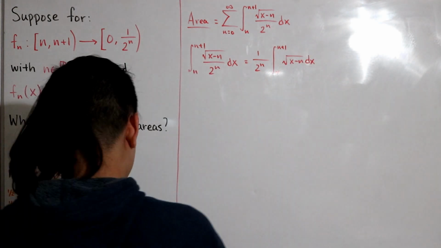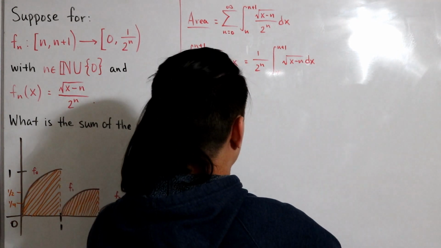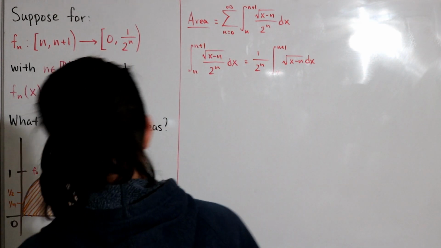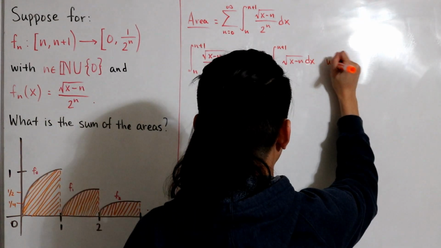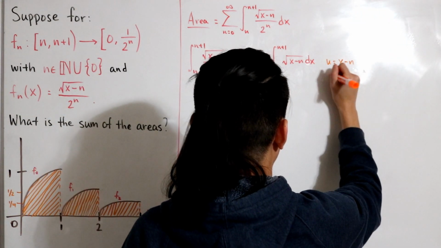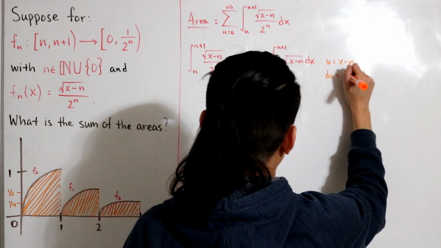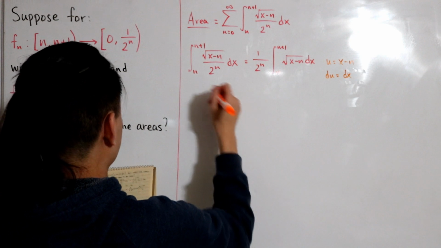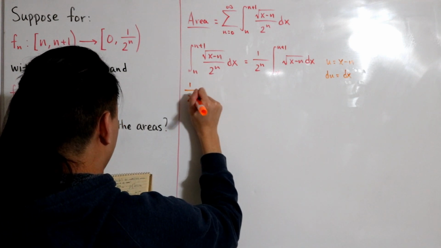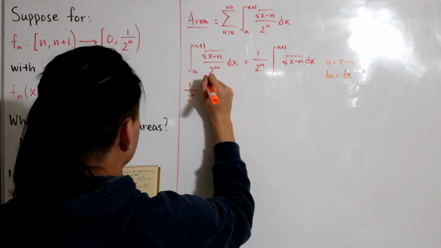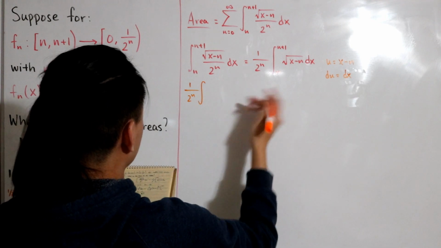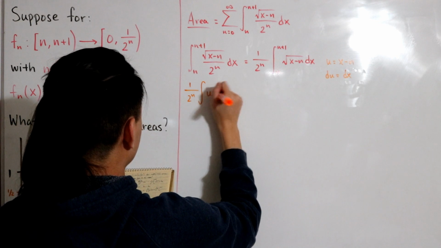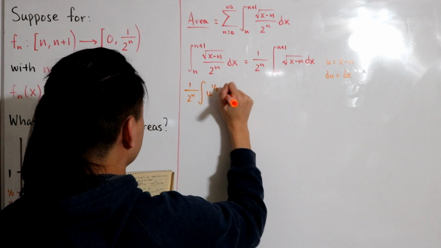right? So obviously you'll notice that you can just perform a u substitution. Here we'll let u equal x minus n, and then du is just equal to dx. Then if we perform the necessary substitution, it's 1 divided by 2 to the power n. I'm not going to calculate the new bounds, I'm just going to leave it the way it is. So this will be u to the power 1/2 du.